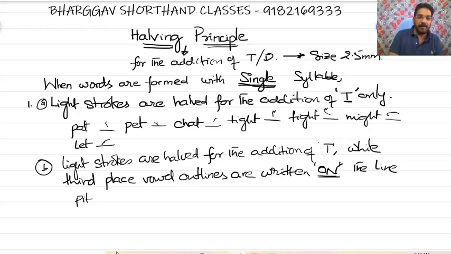Pit, P halved, third place vowel. Chit, Ch halved, third place vowel. Fit, F halved, third place vowel. Knit, N halved, third place vowel. Lit, L halved, third place vowel. Right? Let us go for the next concept.